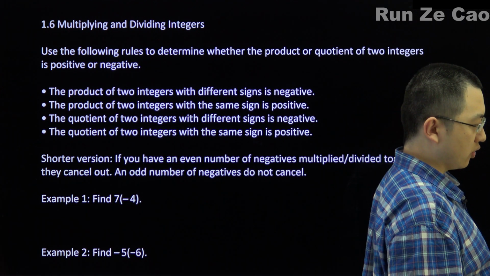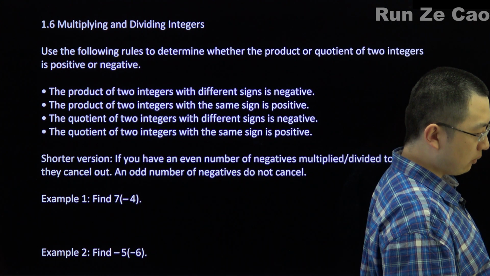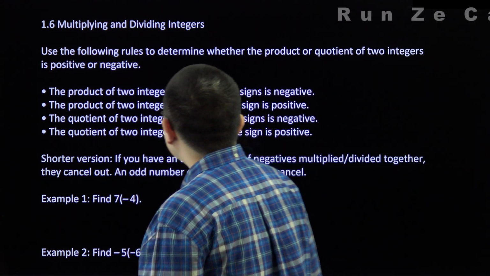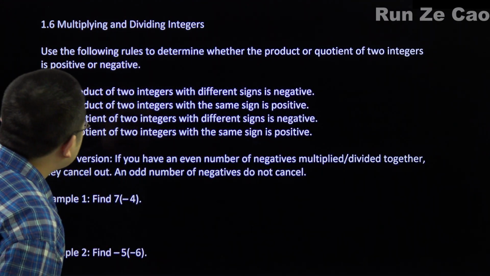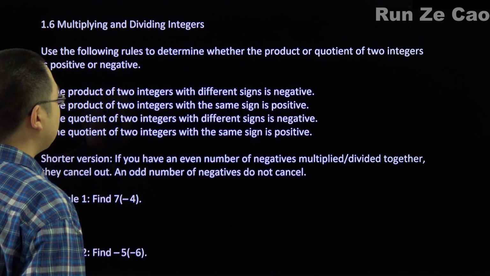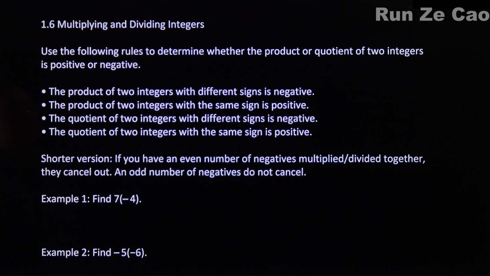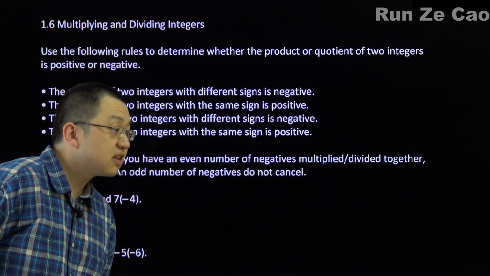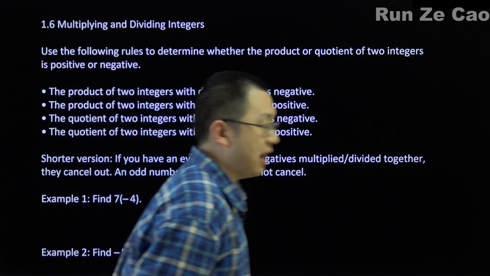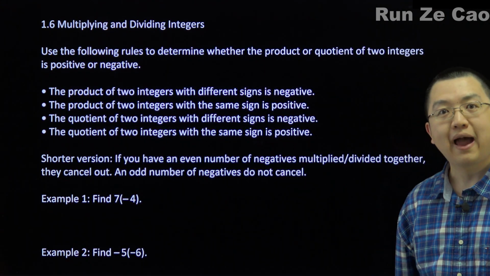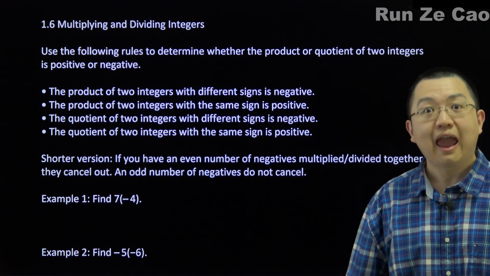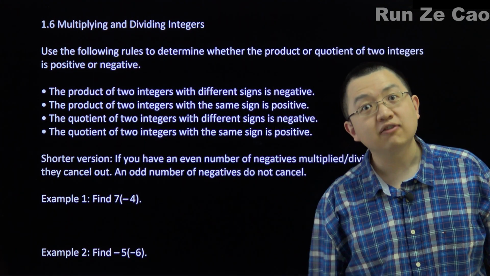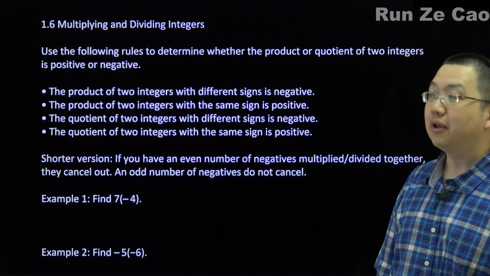Multiplying and dividing integers. Use the following rules to determine whether the product or quotient of two integers is positive or negative. The product of two integers with different signs is negative. The product of two integers with the same sign is positive. You know what this basically says? This says that if you have an even number of negatives that are being multiplied or divided together, they cancel each other out. And if you have an odd number of negatives, they don't cancel each other out, so you end up with a negative result.